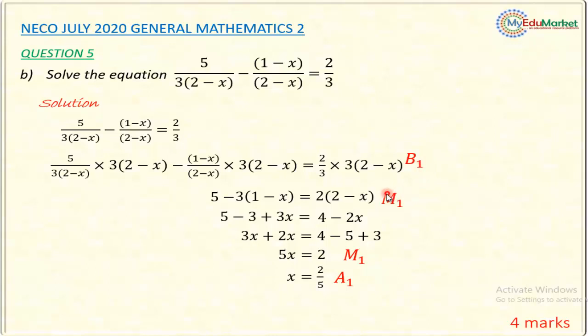Next mark is for clearing the fraction. When you are able to clear the fraction, there you have a method 1 mark, that is multiplying each and every term by the LCM. Next is for solving up to the last stage, you have a method 1 mark, and the last mark is the accuracy mark when your value of x is exactly 2 over 5. So the total marks awarded to this question according to the official NECO marking scheme is 4 marks.